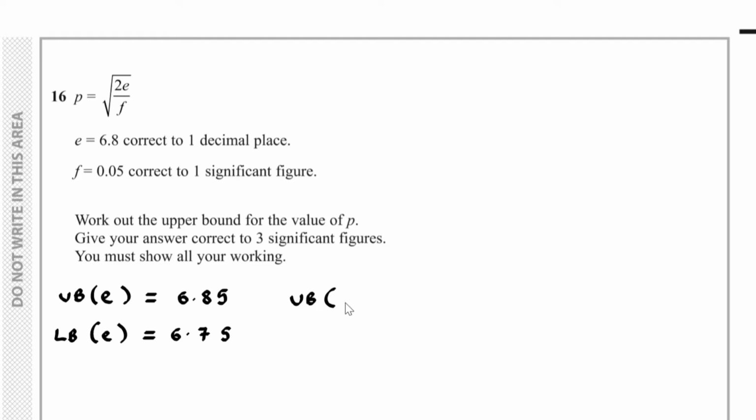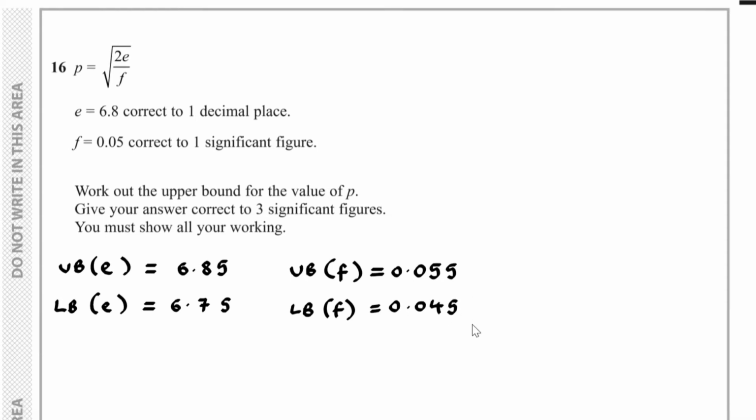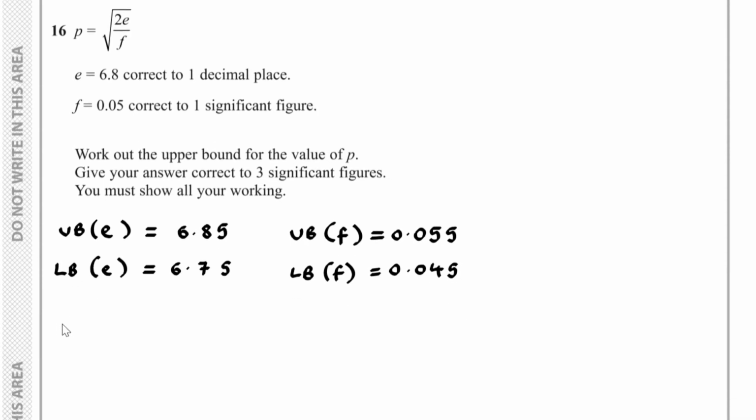The upper bound of f equals 0.055, and the lower bound of f is equal to 0.045. Now what we want is the upper bound of P.